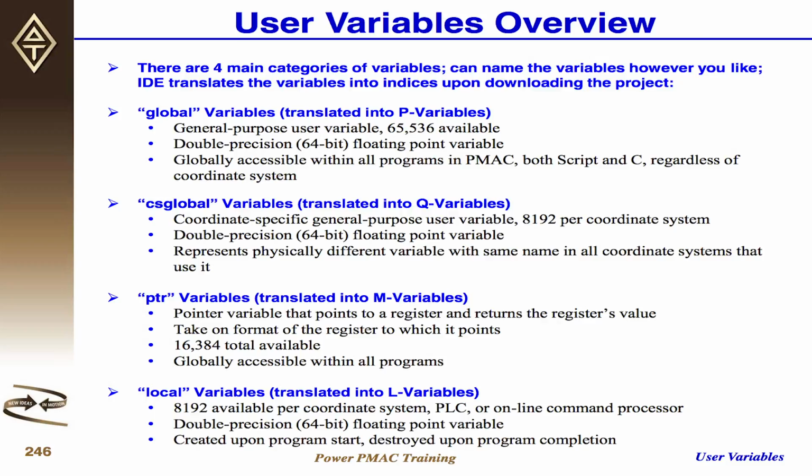Last ones are local variables. They are local to whatever PLC, coordinate system, online command, wherever you're calling them, they're pretty much local to that. That's their scope. Again, double precision, 64-bit floating point, and they go away as soon as whatever called them finishes. So if it's a PLC, when the PLC ends, the local variable will go away.